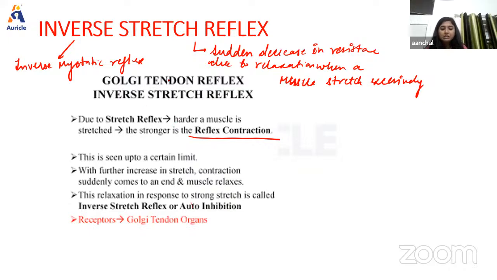Right, now what is the mechanism of this inverse stretch reflex? Excessive stretch of the muscle leads to activation of the Golgi tendon organ, which sends afferent impulses and causes stimulation of inhibitory internuncial neurons, which in turn inhibit the alpha motor neuron of the stretched muscle, resulting in relaxation. Also there is stimulation of excitatory neurons, which in turn activate alpha motor neurons of the antagonistic muscles, leading to contraction of those muscles and relaxation of the stretched muscle. So this is all about the inverse stretch reflex.